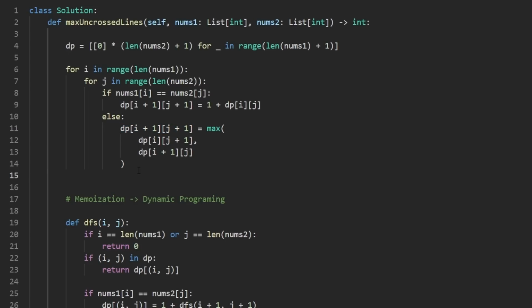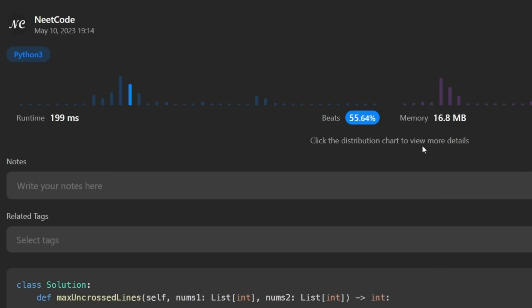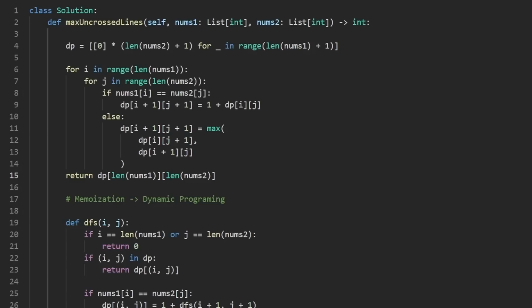And after all of that is done, remember where our result was stored. It was stored in the bottom right corner of the grid. So we're going to say length of nums1 and length of nums2. Now I'm going to run this to make sure that it works. And as you can see, yes, it does. And I guess it's a bit more efficient, even though the time complexity is the exact same as the recursive solution. Now, lastly, there's one little optimization we can make.